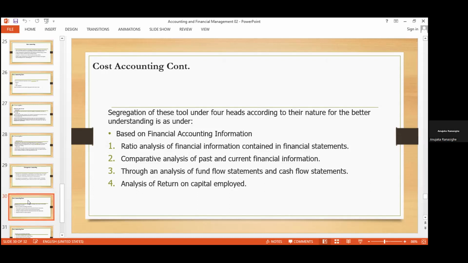Ratios include profitability ratio, asset recovery ratio, and many others based on the financial accounting system. In comparative analysis, past and current accounts are compared. Cash flow and fund flow statements are compared to take decisions. Return on capital employed analysis is also used in this system.